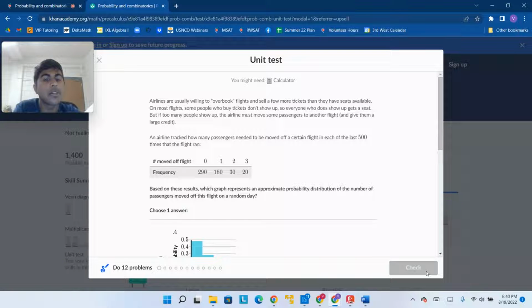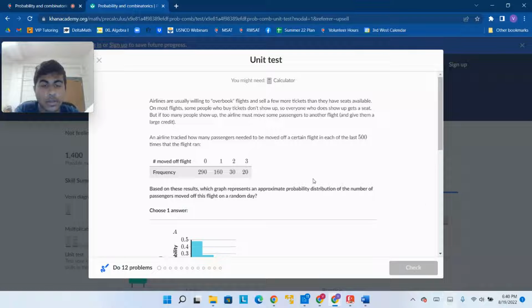Alright, so we're given a number moved off the flight: 0, 1, 2, 3. Frequency 290, 160, 30, and 20. Based on these results, which graph represents an approximate probability distribution of the number of passengers moved off this flight on a random day?